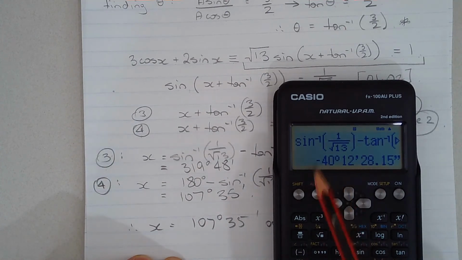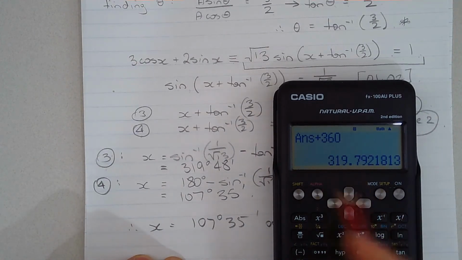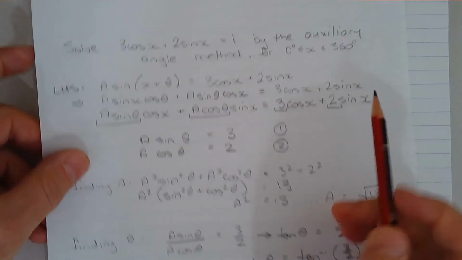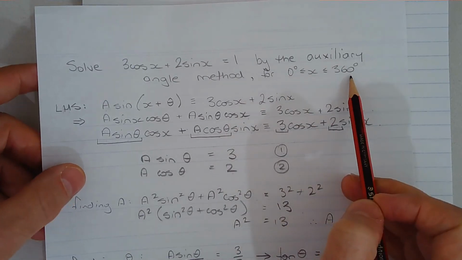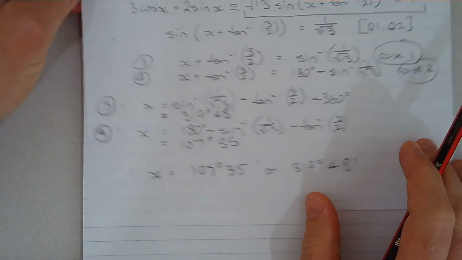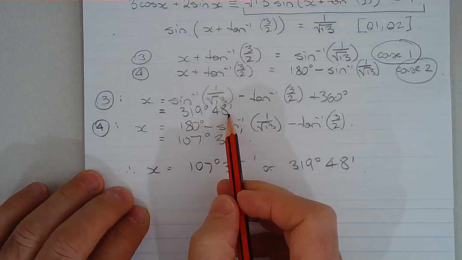So in order to turn a negative angle into a positive angle, we can rotate the ray 360 degrees. Imagine there's a ray from the origin drawn in quadrant 4. It's still a quadrant 4 angle, but if we add 360 to it, it turns it into a positive angle, and that's within our original domain. So always remember that we need to express x as a value between 0 and 360 degrees, so no negative angles allowed. And so we end up with 319 degrees 48 minutes.